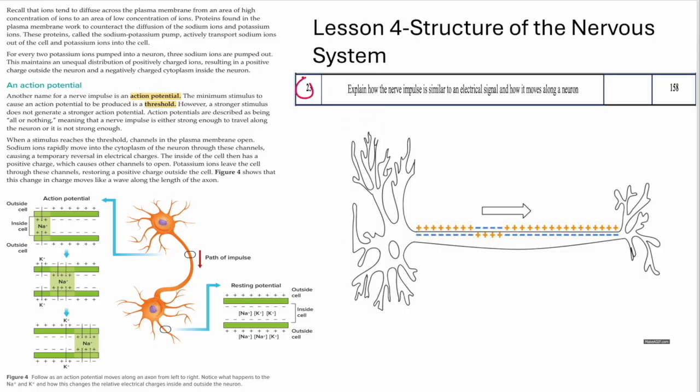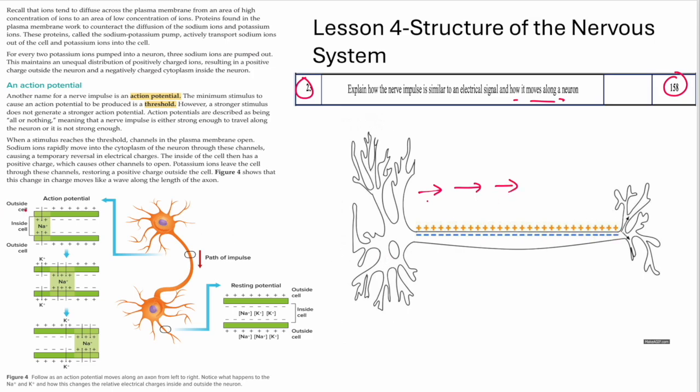Question number 23 will be from page number 158. Explain how the nerve impulse is similar to an electric signal and how it moves along a neuron. As I have told, the information through the neuron is unidirectional. It moves only in one direction.